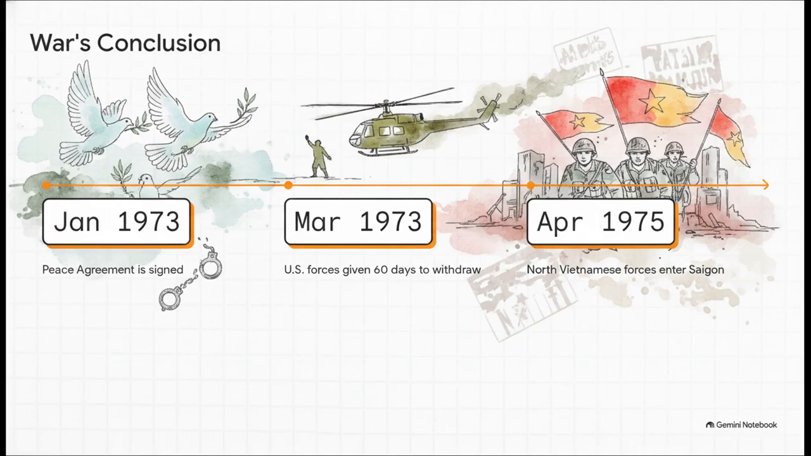In January 1973, a peace agreement was finally signed. By March, U.S. forces were given 60 days to withdraw, which effectively ended American military involvement. But the peace in Vietnam was fractured. Without U.S. combat support, South Vietnam simply couldn't hold off the North. In April 1975, North Vietnamese forces entered Saigon, and South Vietnam surrendered.